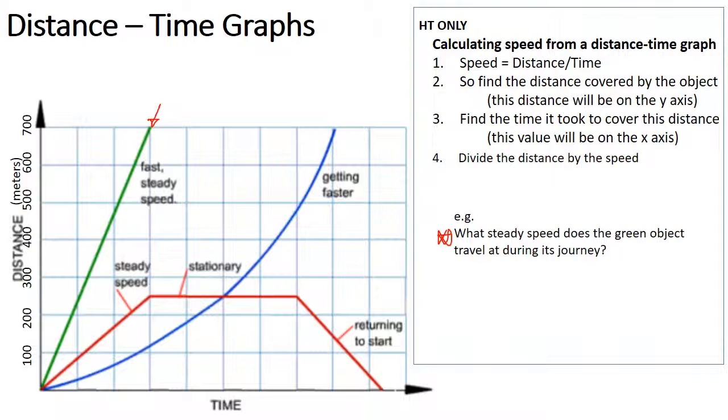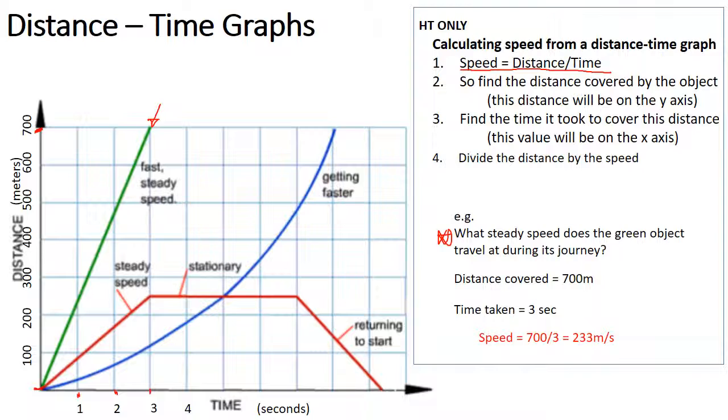So we're going to look at this one here. Now we've got the distance up on the side, and if you look, it travels from 0 meters to 700 meters. So our distance travelled is 700. Now looking at our time, if we add some values in seconds on here, we've got 1, 2, 3 seconds. So this green object travels 700 meters in 3 seconds. Must be fast. So our time taken is 3 seconds. The next thing we need to do is just the usual speed equals distance divided by time calculation. So you're going to do 700 divided by 3, and you've got a speed of 233 meters per second.